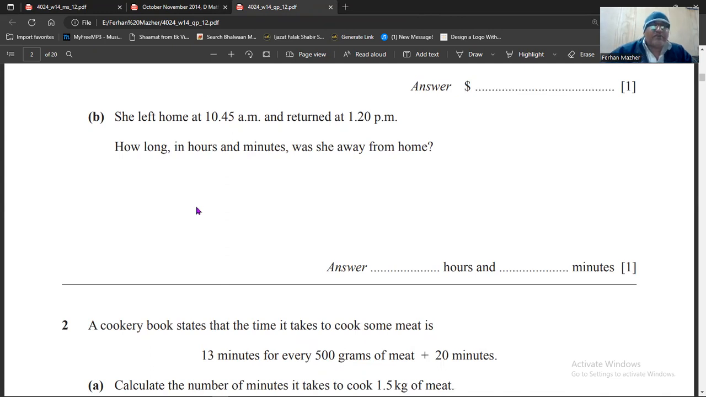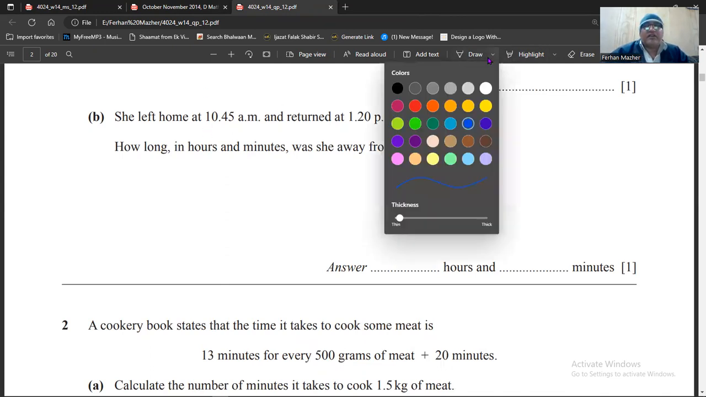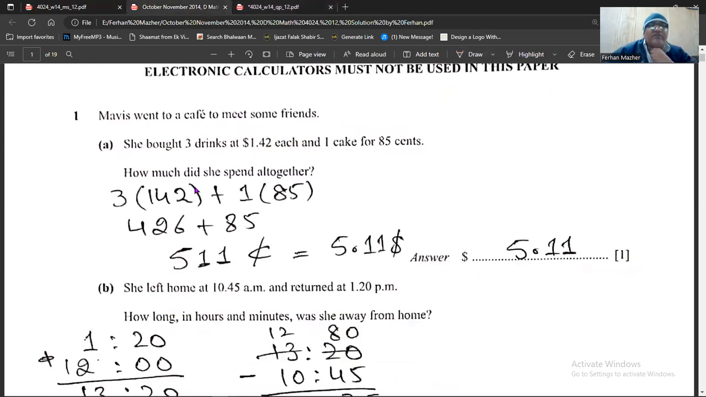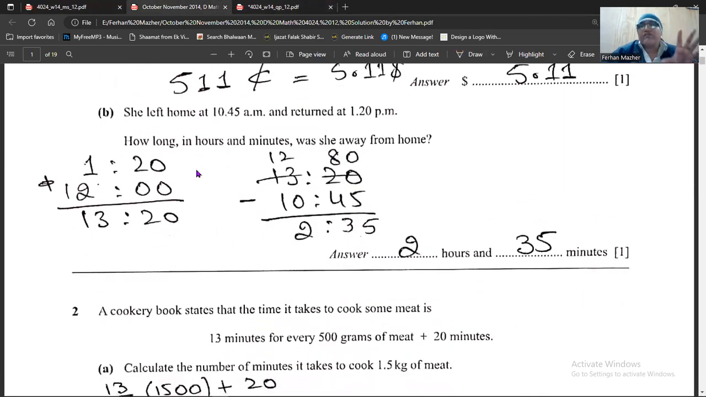Okay, so this time is in a.m., this time is in p.m. First of all, add 12 hours to convert that into 24-hour format. Once you do, this will become 1320. So from 1320 I will subtract 1045, because I will convert both of them into 24-hour format, and then subtract them from each other. So 1:20 p.m., here I will add 12 hours, so it will become 1320.